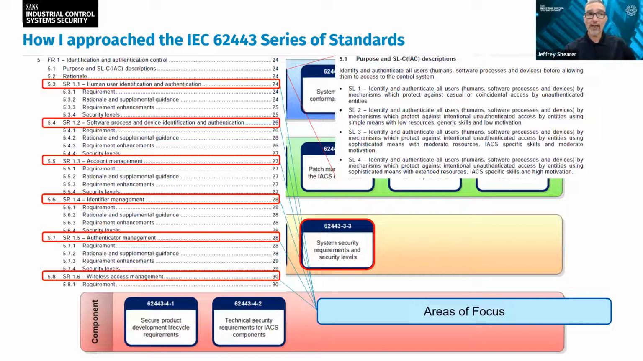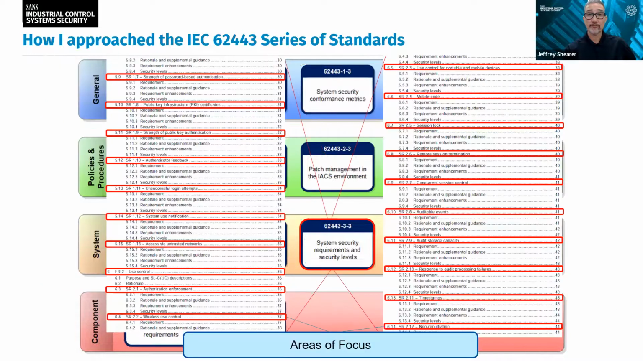And if we were to look at the top left where it said 5.3, human user identification and authentication, it has this consistency in this particular 3-3 standard that walks through what are the requirements, what are the requirement enhancements to achieve the security levels that we see on the right-hand side. So SL1, SL2, SL3, SL4. And so it walks you through the areas of focus with the kind of the backdrop of how do I achieve these different security levels.